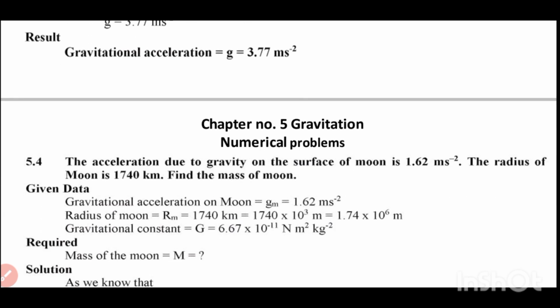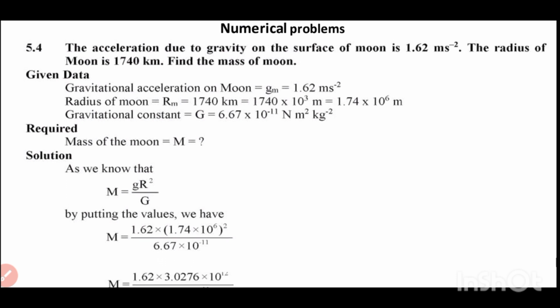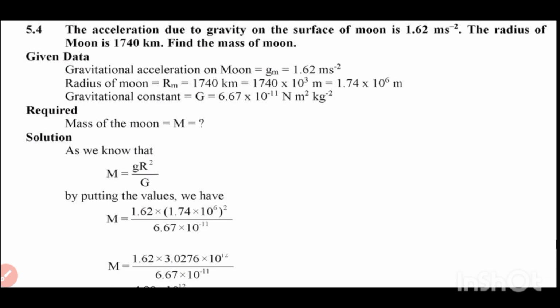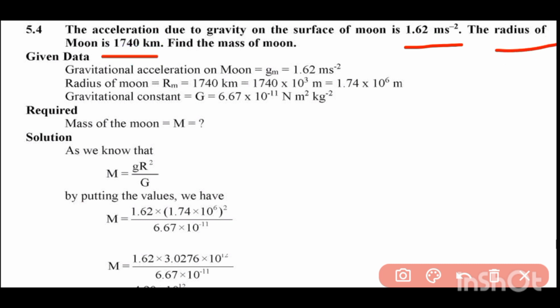So dear students, now we discuss numerical 5.4. The acceleration due to gravity on the surface of the moon is 1.62 meter per second square. The radius of the moon is 1740 kilometer. Find the mass of the moon.